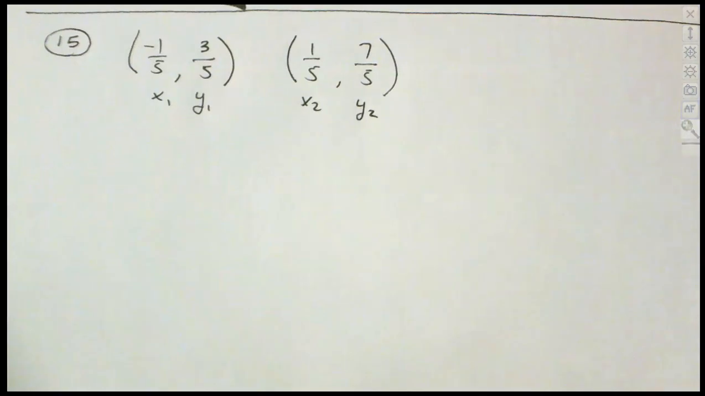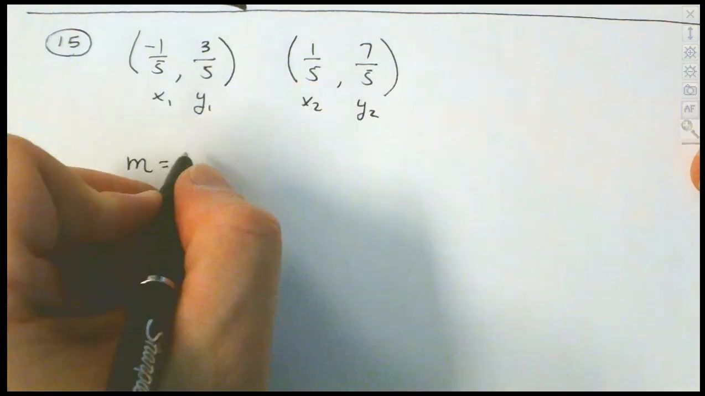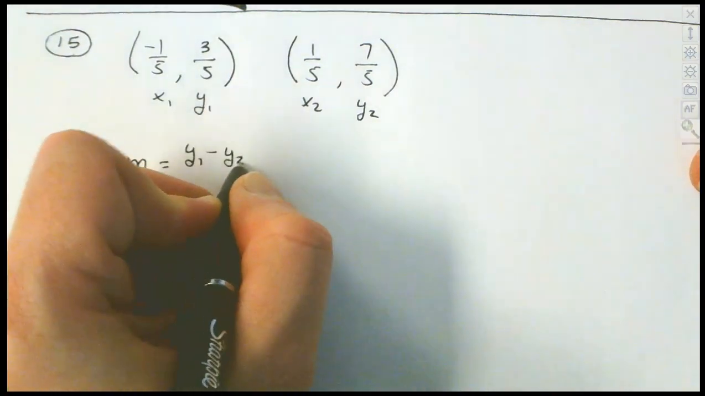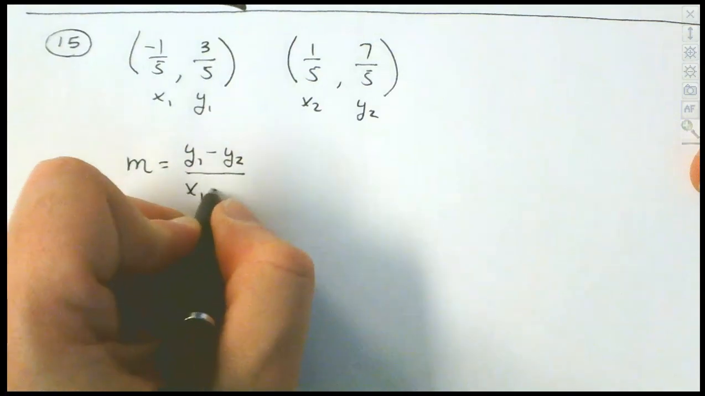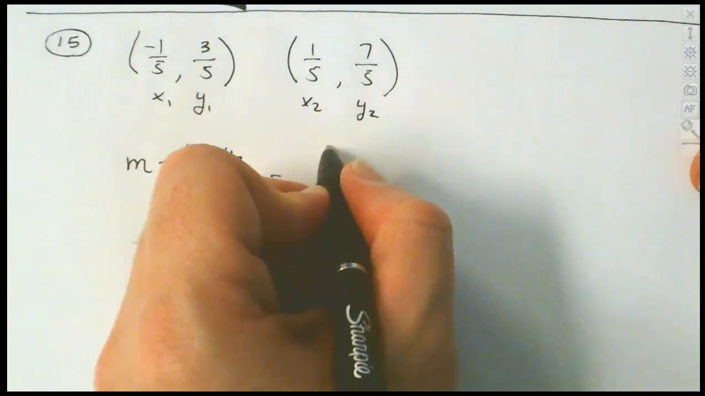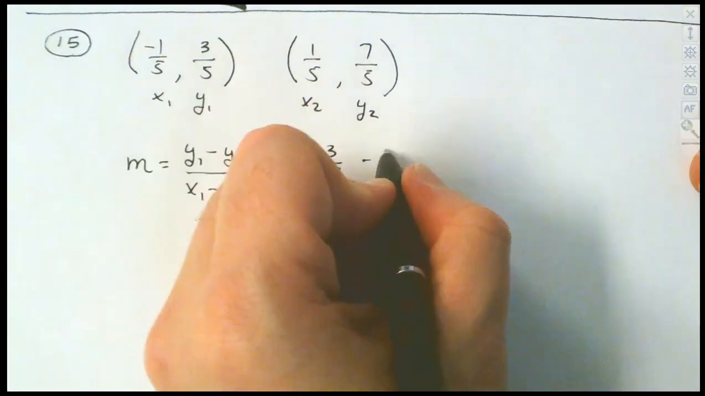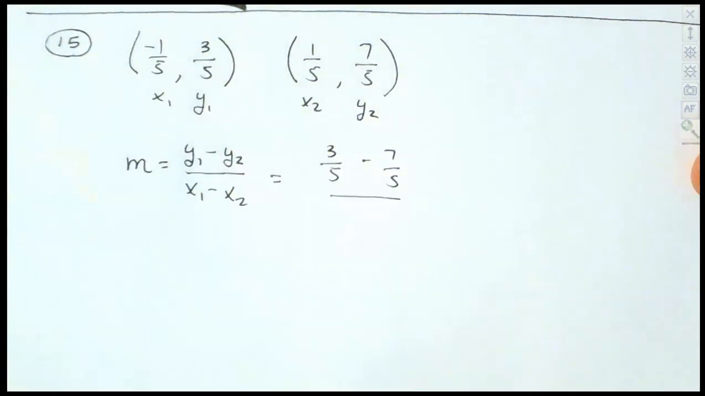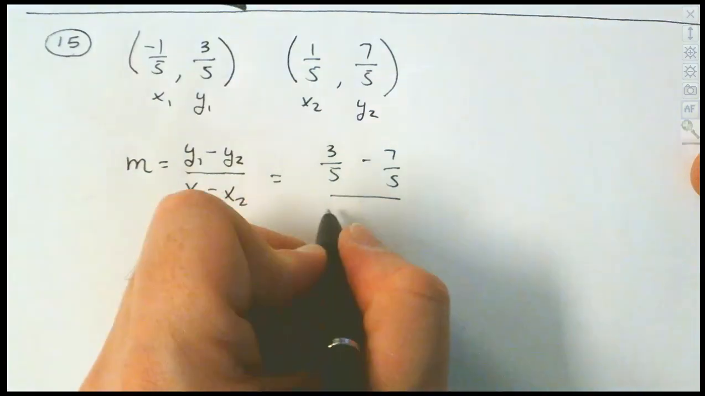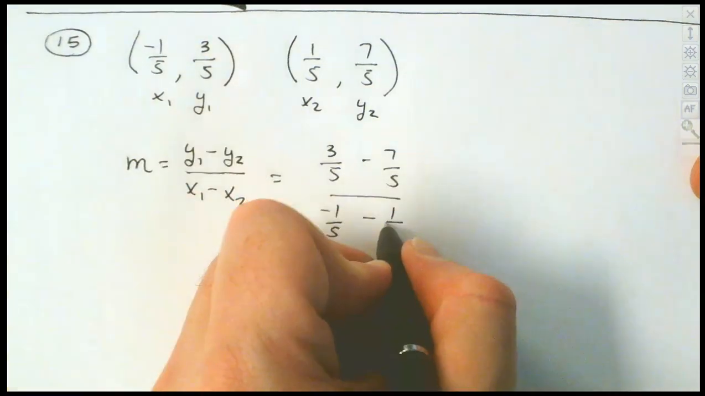We're going to clear out the fractions in a moment, and they're not going to cause us any trouble at all because they're going to be very, very easy to clear out. So that's going to be our slope. M is y1 minus y2 over x1 minus x2. We plug our values in. So 3/5 minus 7/5 over, down below, we've got minus 1/5 minus another 1/5.